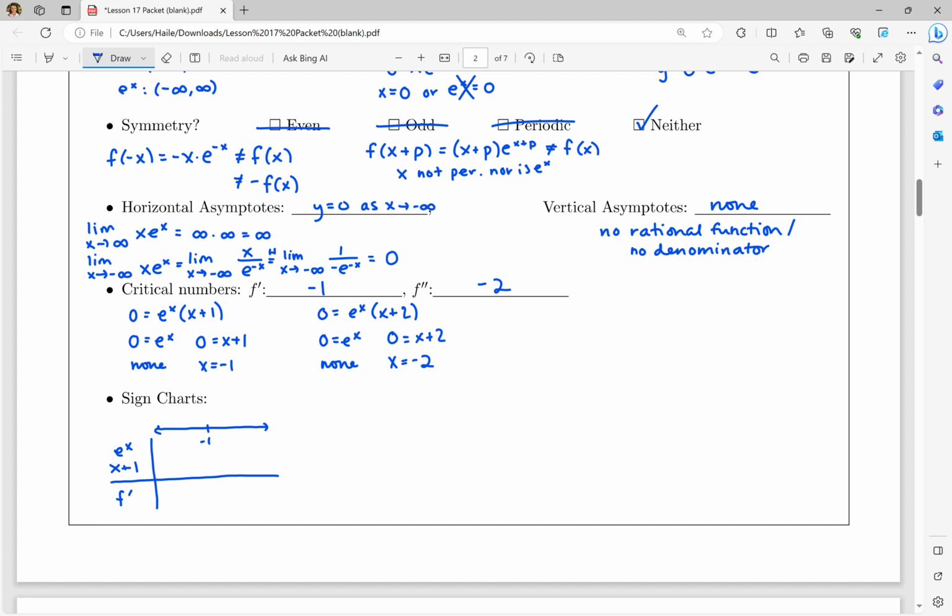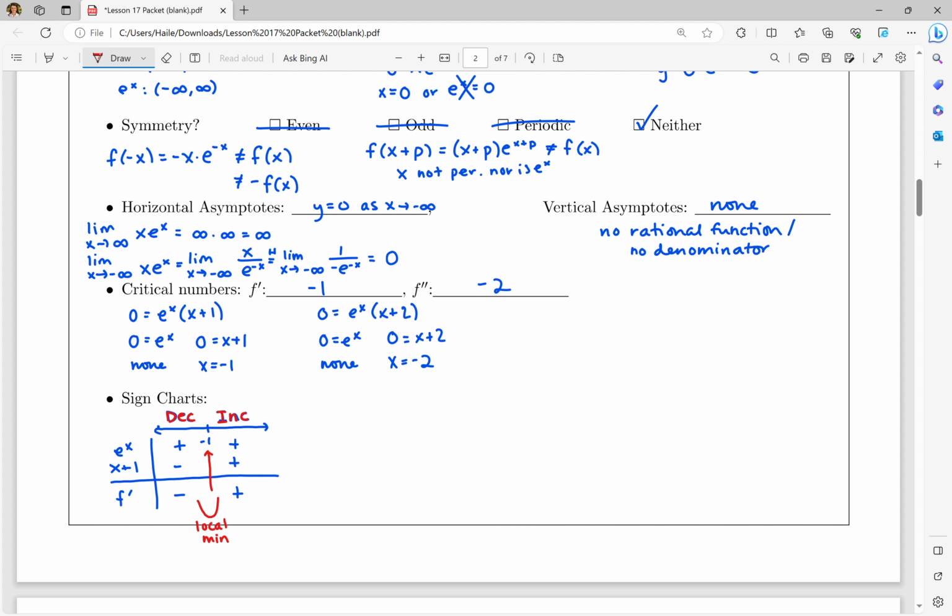So e to the x is going to be positive no matter what number we plug in. X plus 1 is going to be negative for anything less than -1, and positive for anything greater than -1. So we multiply these signs, we get negative on the left, positive on the right. So I know that this is decreasing on the left, increasing on the right, and I know then that -1, so let me maybe do this in red just so that it's clear. We know that -1, if we're going from decreasing to increasing, that's a local min.